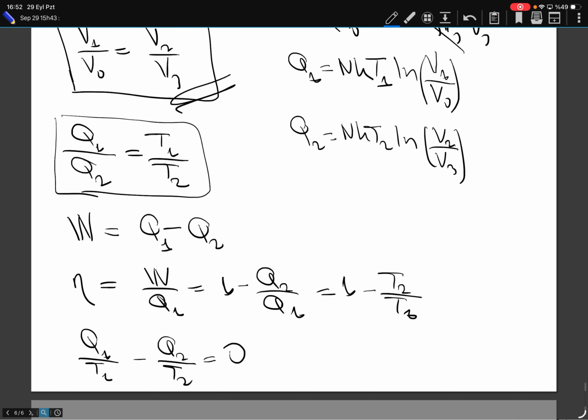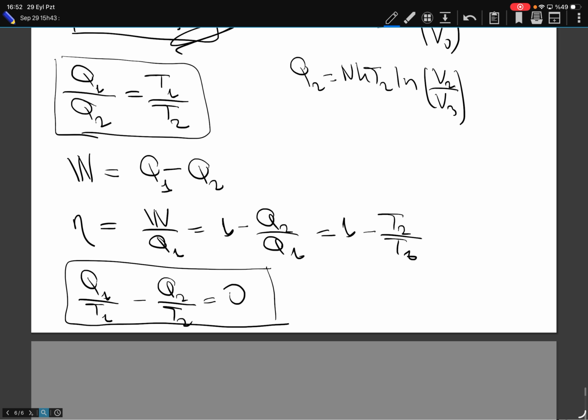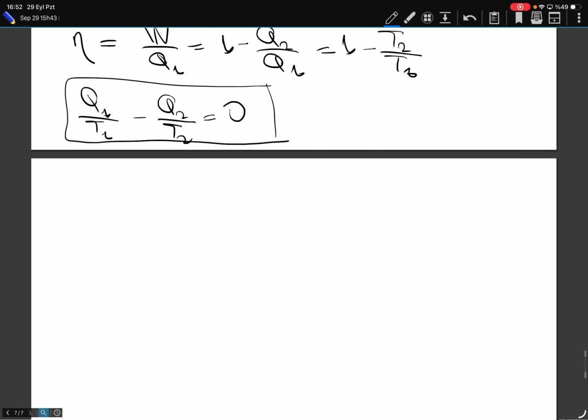Continue with this. So this is an interesting relationship. Let's look at it in a slightly different way. This was our Carnot cycle.